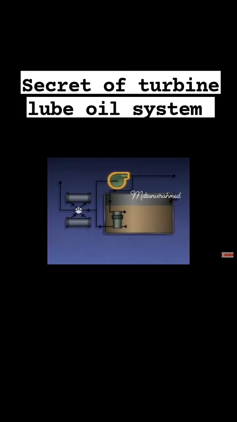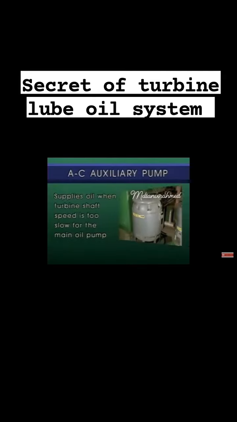In addition to the main lube oil pump and the booster pump, a typical turbine lube oil system has 3 other pumps: an AC auxiliary pump, a DC emergency pump, and an AC turning gear pump. The AC auxiliary pump is incorporated into the lubrication system to supply oil during startup and shutdown when turbine shaft speed is too slow for the main oil pump to be effective.